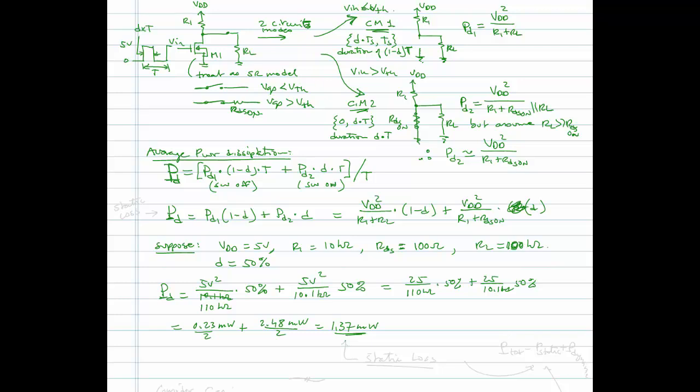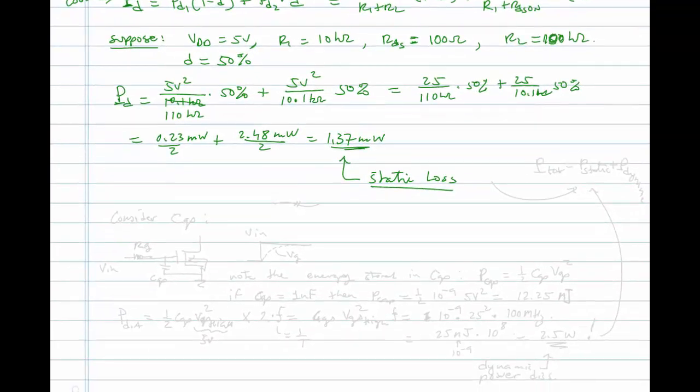Now this here is called the static loss. Alright, same with, we'd call this here the static loss. So it doesn't matter in this case how quickly you're switching your transistor on and off. All that matters is the duty cycle, what percentage of the time you spend with your transistor on, and what percentage of time you spend with the transistor off. Okay, so we call that static loss.